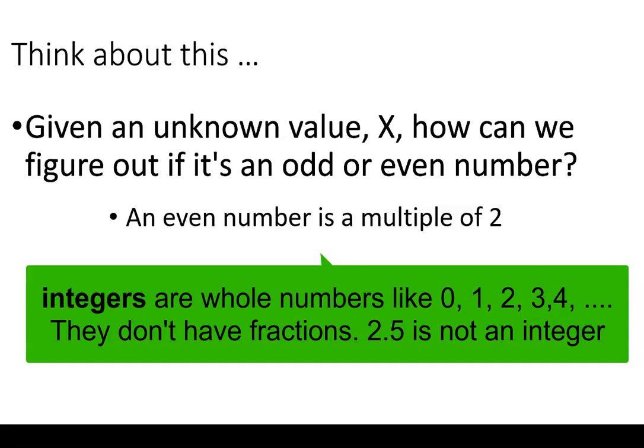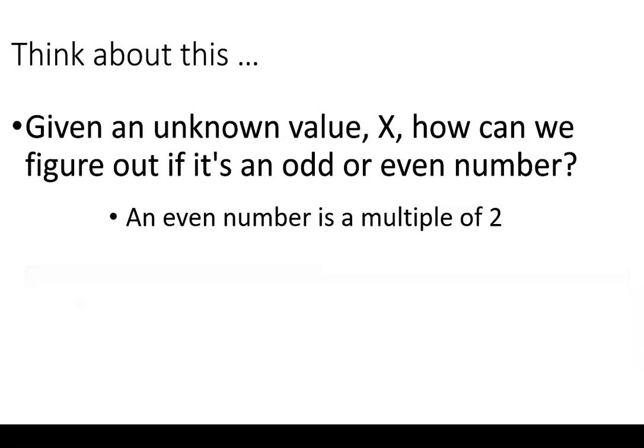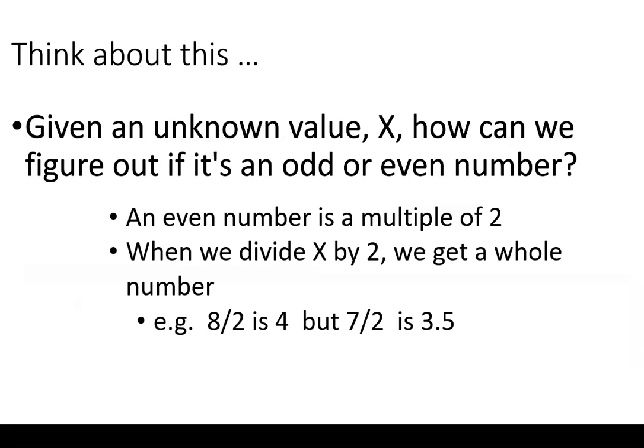For example, 2, 3, 4, 5, all of these are integers, but 2.5 is not an integer because it has this fraction 0.5. So if you divide any given number x by 2 and the result is a whole number, then that number must be even. But if the result is not a whole number, then x must be odd. For example, 8 divided by 2 is 4, but 7 divided by 2 is 3.5 because 7 is an odd number.